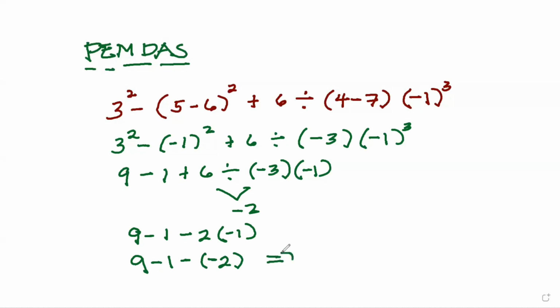So ayusin lang natin ito. You will have here 9 minus 1 minus negative 2 is the same as plus 2. So finally, 9 minus 1 is 8 plus 2. Therefore, the answer is equal to 10. Okay, so yun po yung paggamit natin ng PEMDAS.